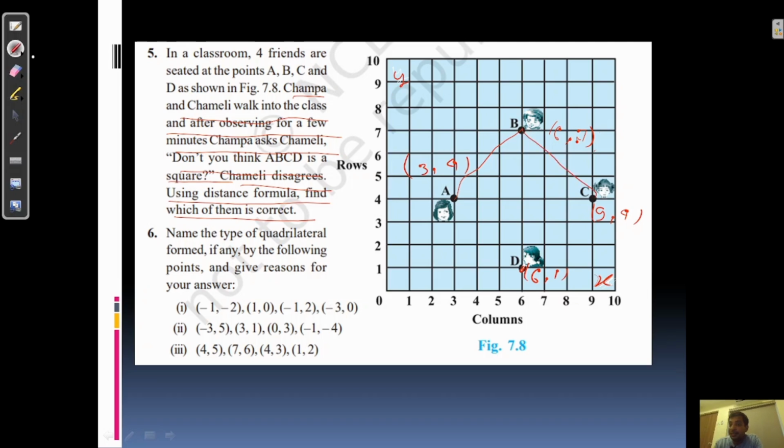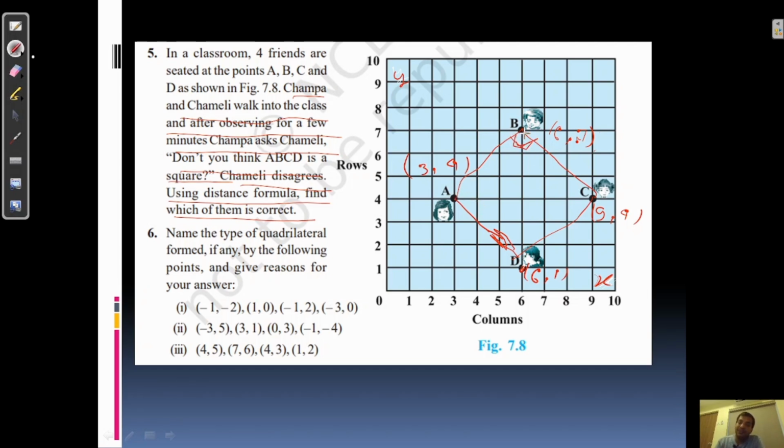Then we will find B and C, then we will find C and D, and then we will find A and D. Actually, in class 10th syllabus, only distance formula is there. If all the distances are coming equal, then you will say it is a square. Otherwise, we know if all the sides of any quadrilateral are the same, then it is called a rhombus, not a square. For being a square, this angle should be 90 degrees. So actually you have to do one more thing.